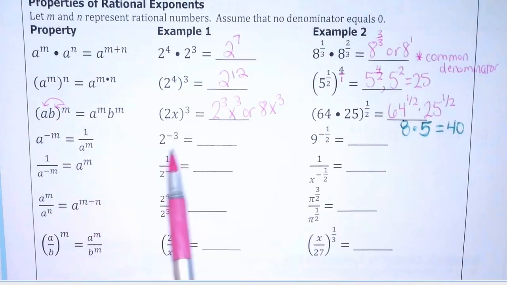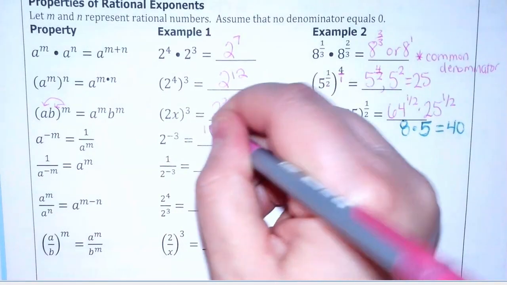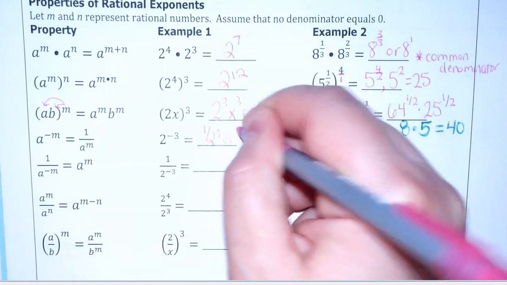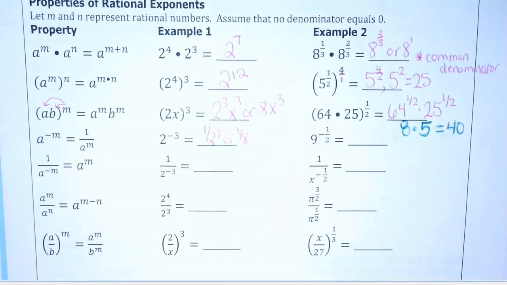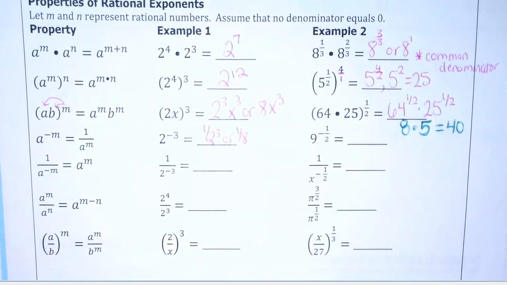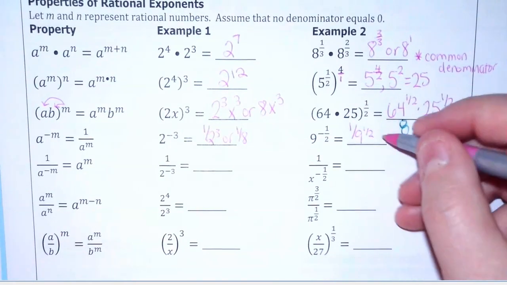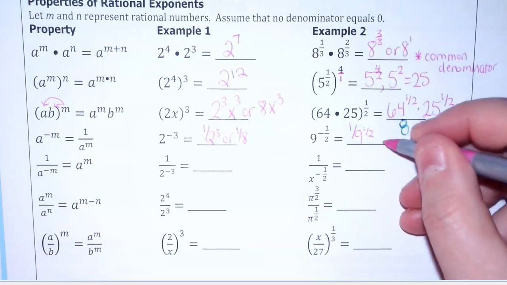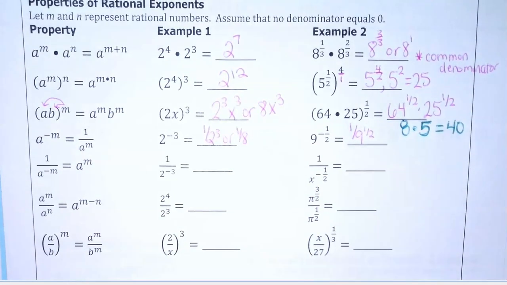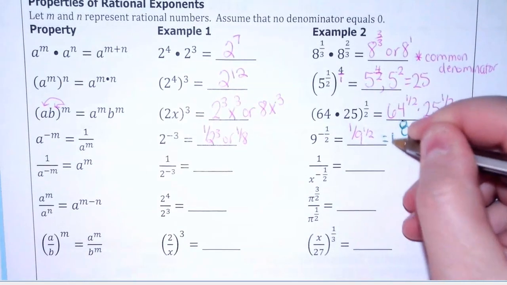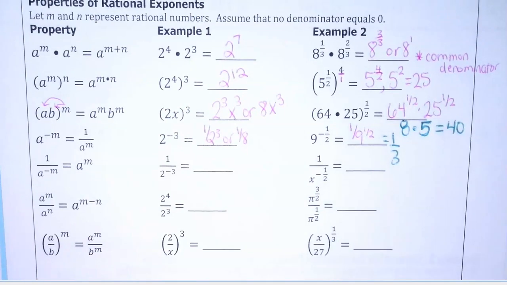Okay, negative exponent. This one would be 1/2 to the 3rd, or 1/8. Same thing with your fractional exponents here. This would be 1/9 to the 1/2. And we're going to get into this in a second again. I'll just go ahead and write the answer there. That would simplify to be 1/3. The 1/2 power is the same thing as a square root.